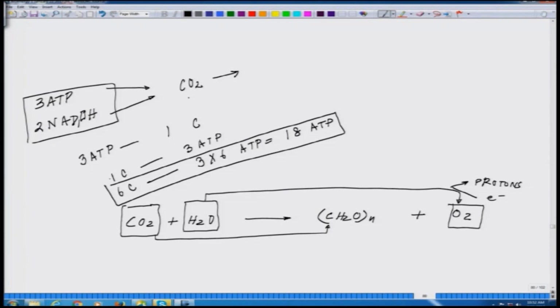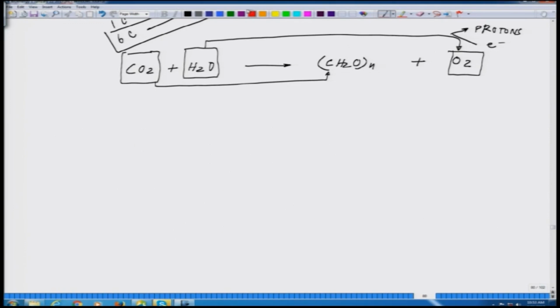Similarly, the other instance is NADPH. For attaching 1 carbon you need 2 NADPH. So attaching 6 carbon you will be needing 2 multiplied by 6, 12 NADPH. Now, this is what we are going to add into this equation, what we have put forward in the beginning to start our journey of photosynthesis.